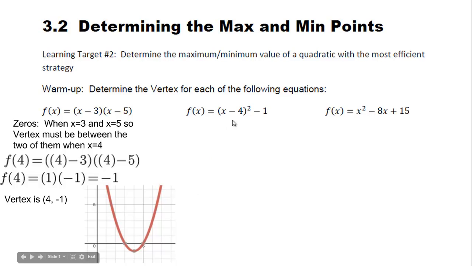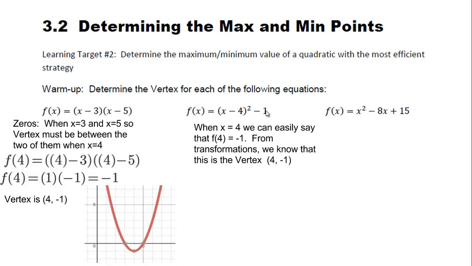The second one is actually in vertex form, so it can easily be understood that if you sub in x equals 4, that's the simplest number to sub in, your answer is negative 1. And we know from transformations that basically what's happened is the vertex has been shifted right 4 and down 1.